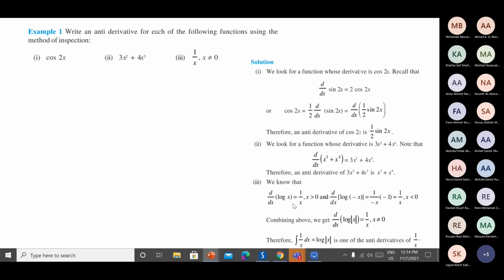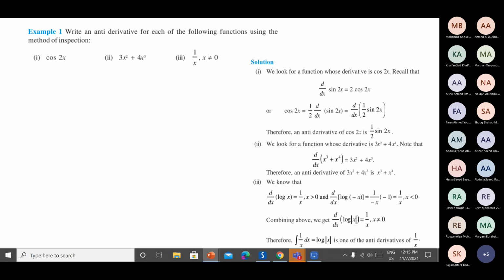For the logarithm, I know the derivative of the logarithm is 1 over x when x is positive, and the derivative of log minus x when x is negative is minus 1 over minus x. So when I have positive and negative on two sides, I have a V shape. This V shape is the absolute value of x. And so the antiderivative of 1 over x is log absolute value of x.